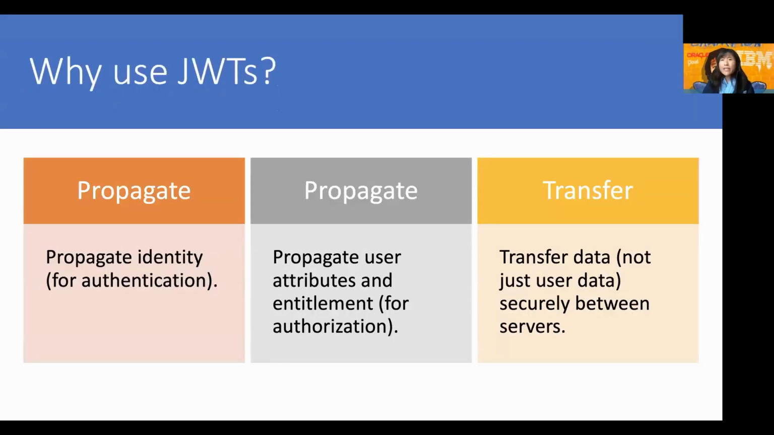So why is JWT so popular? Because it provides a great way to propagate user identity for authentication purposes. It is also very powerful. It can contain the user attributes, all the user entitlements, access rights, and so on, for authorization purposes. Apart from authentication and authorization, JWT can be used to transfer any data, any claim, securely between servers.